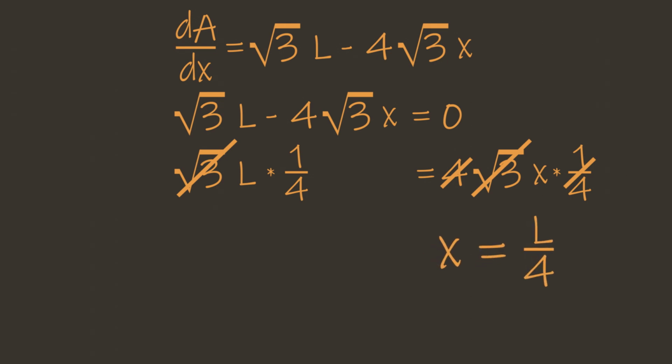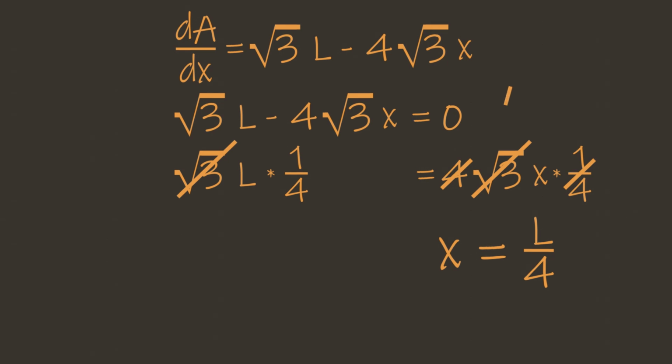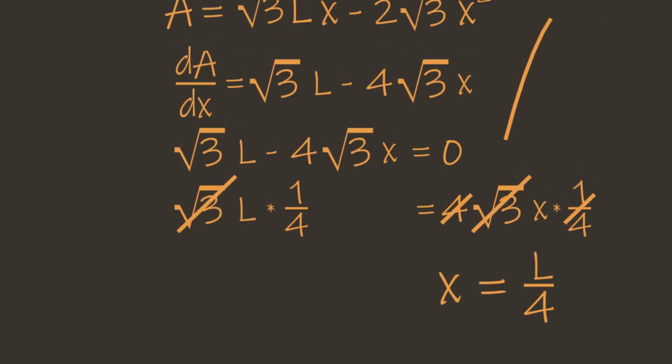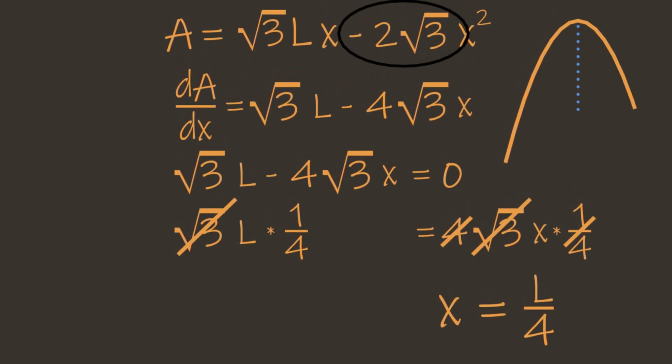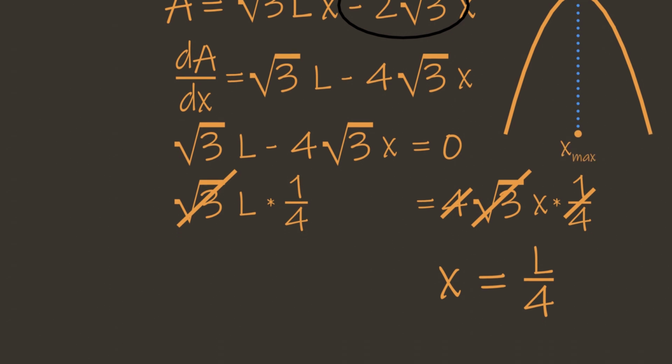Next, we need to confirm that this critical point gives us a maximum. Since the area function is a downward-facing parabola, indicated by the negative coefficient in front of x squared, the critical point x equals L over 4 is a maximum.